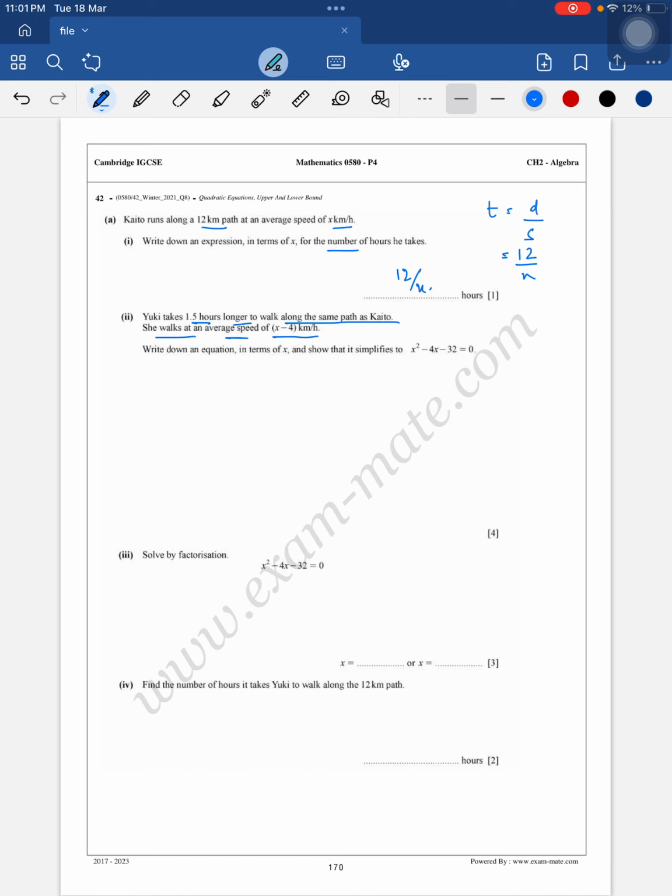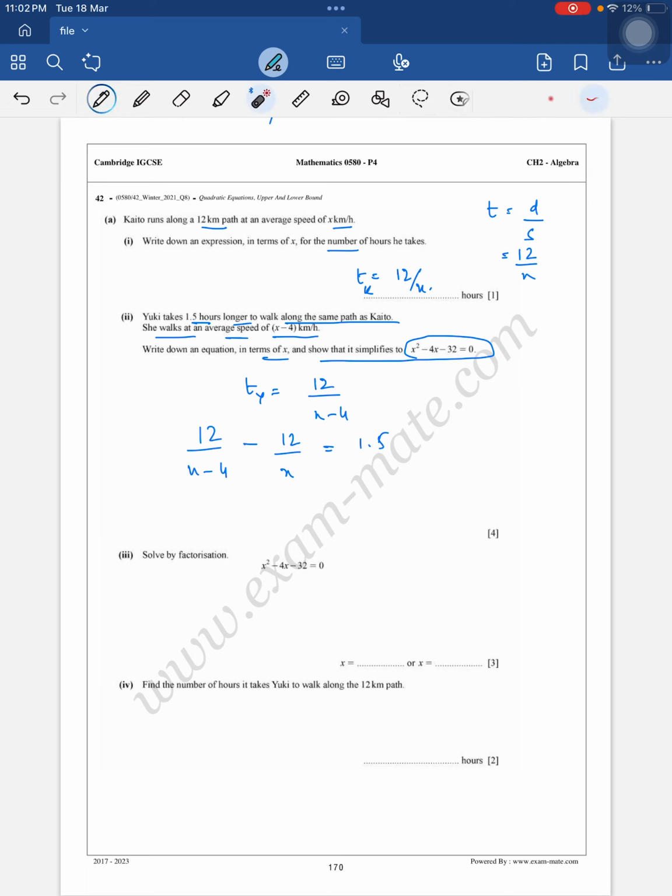So here this was the time for Kato, and now the time for Yuki will be: distance is 12 and the average speed is x minus 4, right? Write down an equation in terms of x and show that it simplifies to this. And how much more time is she taking, that is 1.5 hours longer. It means the time of Yuki is greater. So if I subtract the time taken by Kato, that is 12 upon x, I will get 1.5 hours, because she's moving slower, so she will be taking more time. I subtract this with the time of Kato, and the difference is 1.5 hours, which is more taken by Yuki.